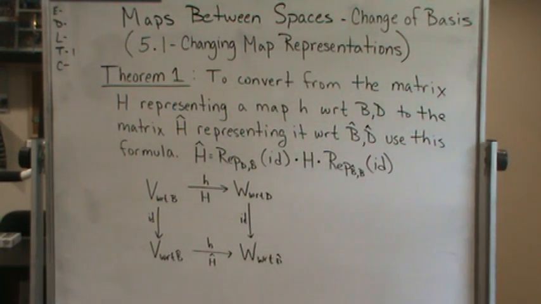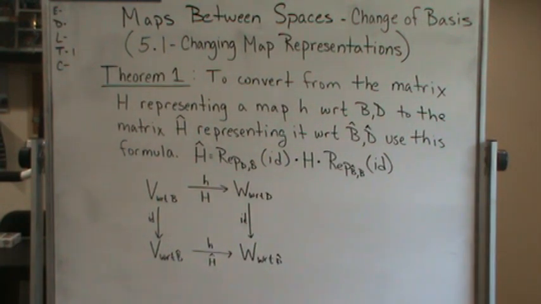Now, in the first subsection, it shows how to convert the representation of a vector with respect to one basis to the representation of that same vector with respect to another basis. Okay, so we saw that in the last subsection. Now what we're going to do next is convert the representation of a map with respect to one pair of bases to the representation with respect to a different pair.